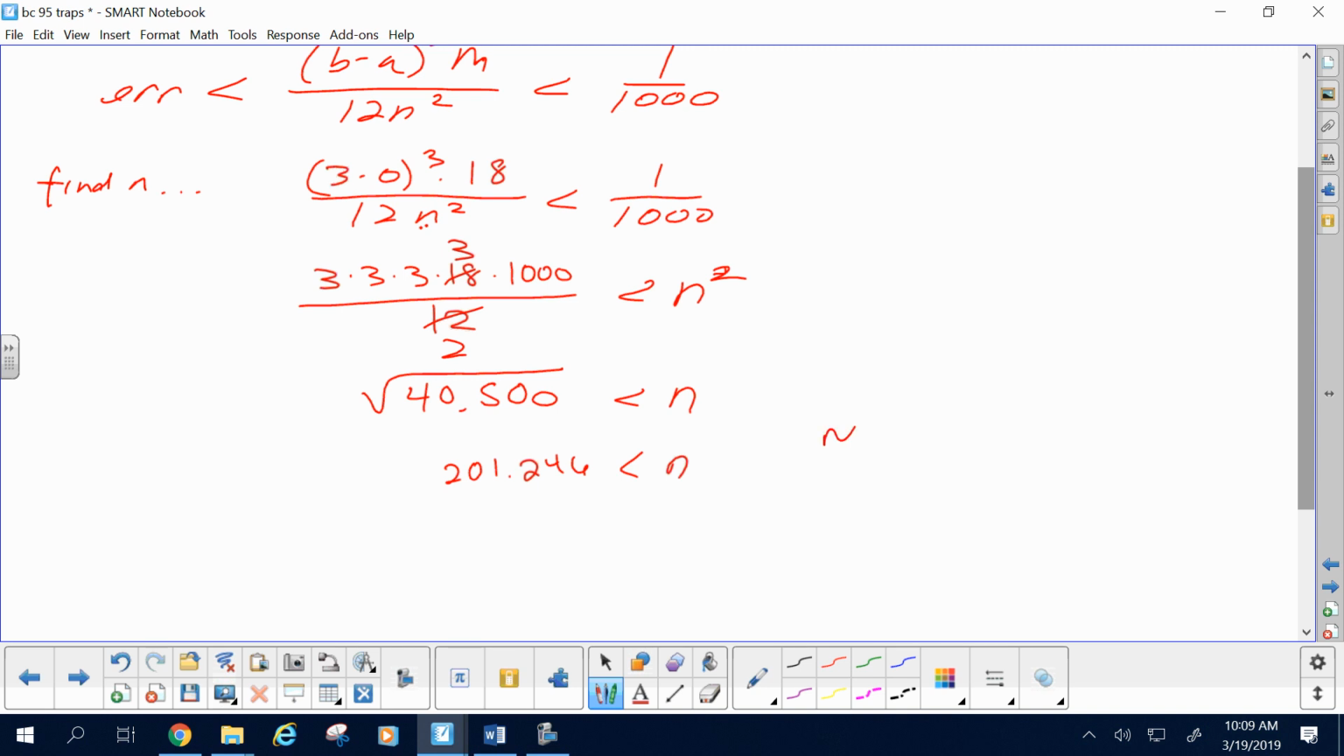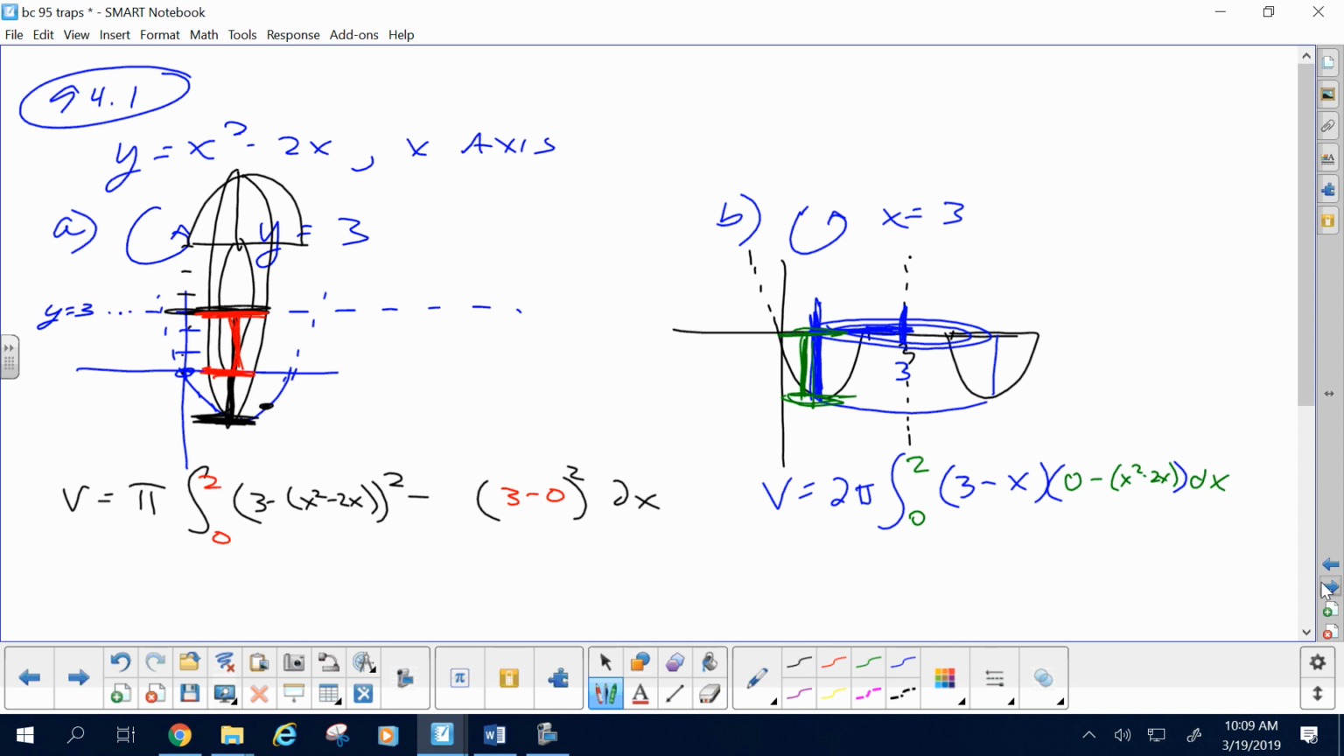And so you would need, at minimum, at least 202 trapezoids to get the error under that threshold. Understood? Okay. That is from something else, so never mind that.